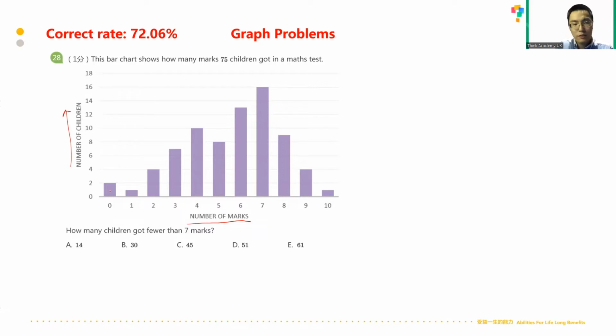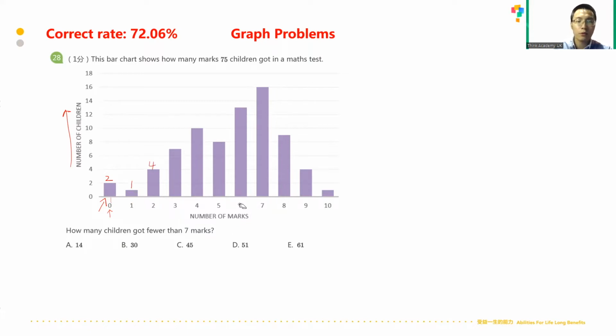So for example, this column right here means the number of children who get 0 marks. See, we have 0 here is 2. So we have 2 children getting 0 marks. And the second column is halfway between 0 and 2, so it'll be 1. So 1 child got 1 mark. And then this is 4. So 4 children got 2 marks.